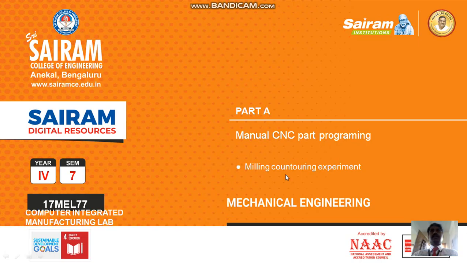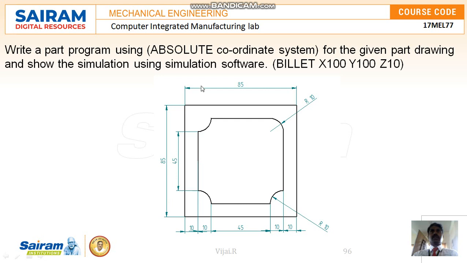Okay. Here in this, we are going to see the milling contouring experiment. CNC path programming. Here, this is the contour. This is the top view given for the milling experiment, and we are going to make this contour by using G codes and M codes. We have already solved some problems on experiments on lathe. Now we are going to see the milling experiments.